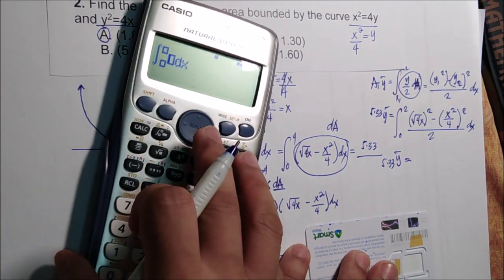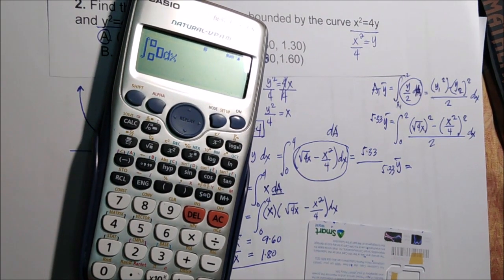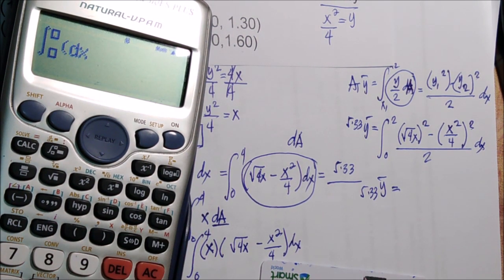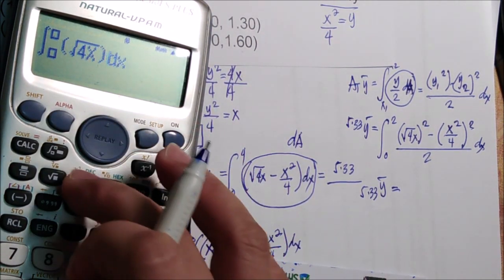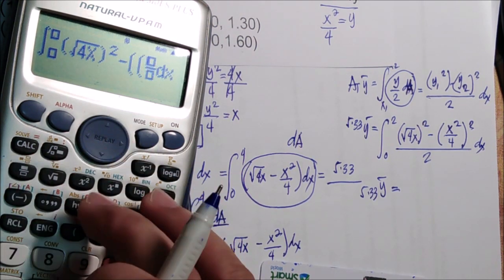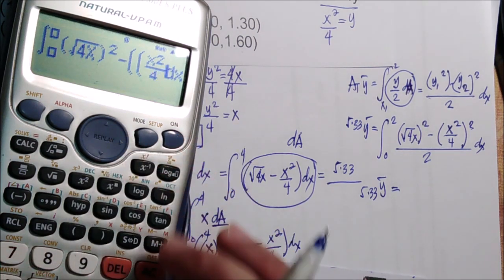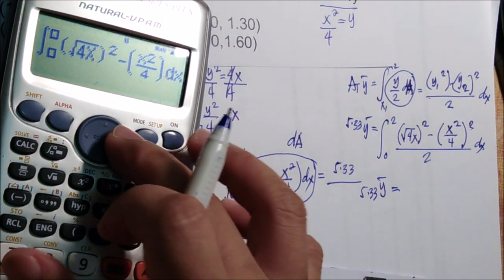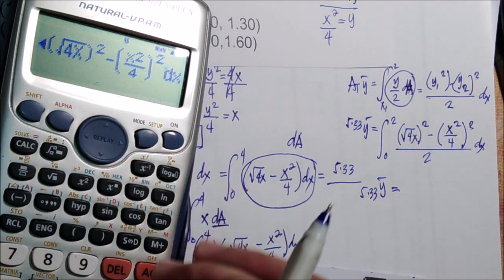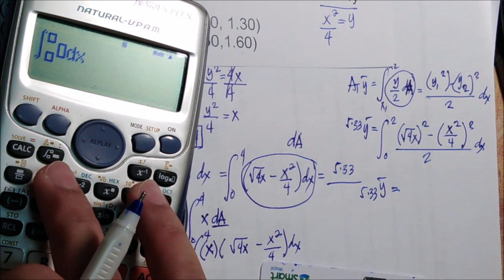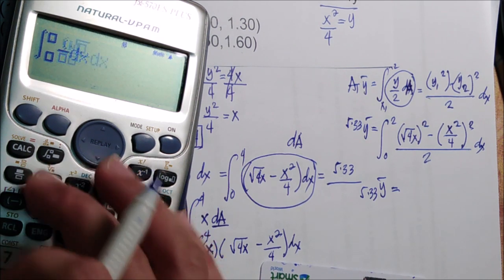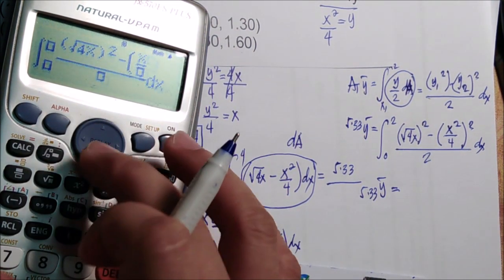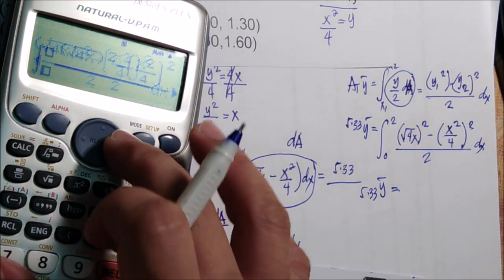Integral of, maybe we can focus a little bit. Integral of, open parenthesis, square root of 4x, squared, minus, open parenthesis, fraction x squared over 4, squared. Why do I have two parentheses? Only one is squared. I need to type 1/2. Integral of, then fraction, open parenthesis, square root of 4x squared minus fraction x squared over 4 squared, divided by 2. Your limit is 0 to 4.